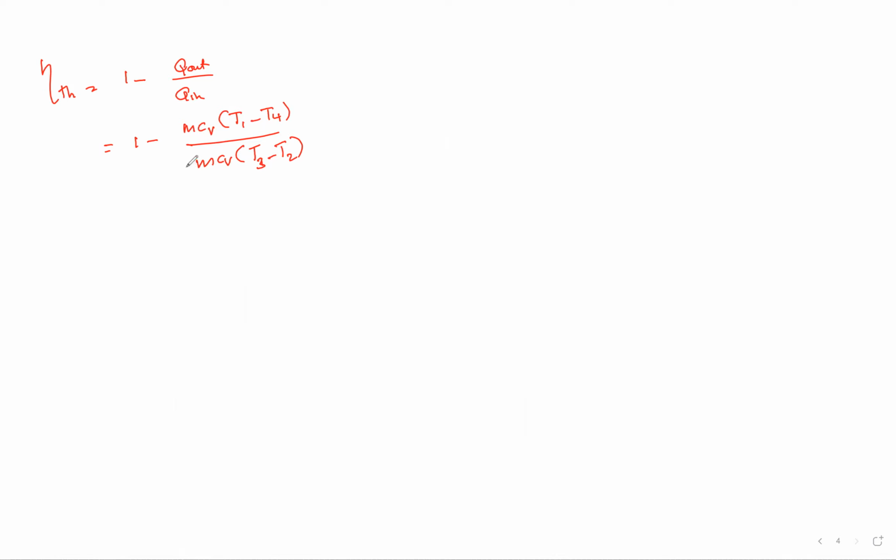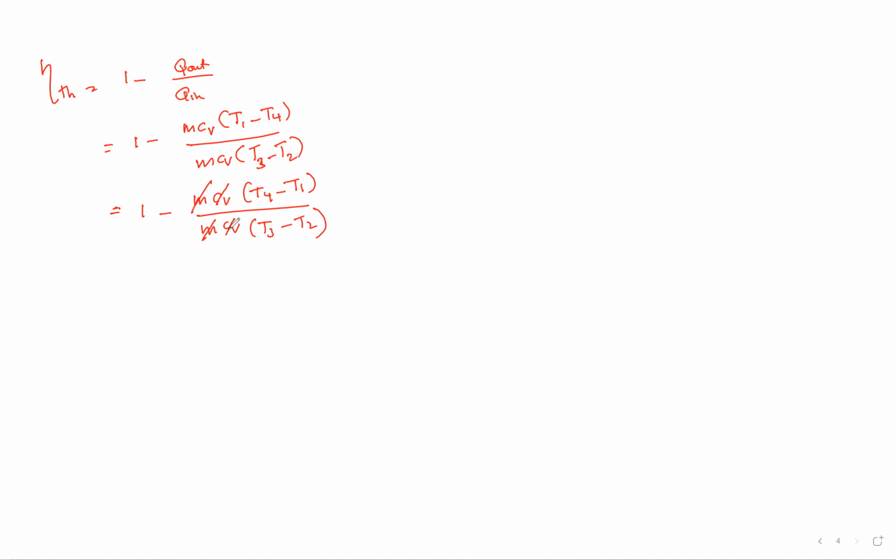One other thing that we need to make sure of: when you write Q out as T1 minus T4, it's going to be a negative value. Since we're getting a ratio, Q out should be taken as its absolute value. So I'm going to switch these T1 and T4, because we need the positive value. Then 1 minus MCV T4 minus T1 over MCV T3 minus T2, and I can cancel the MCV out, right?